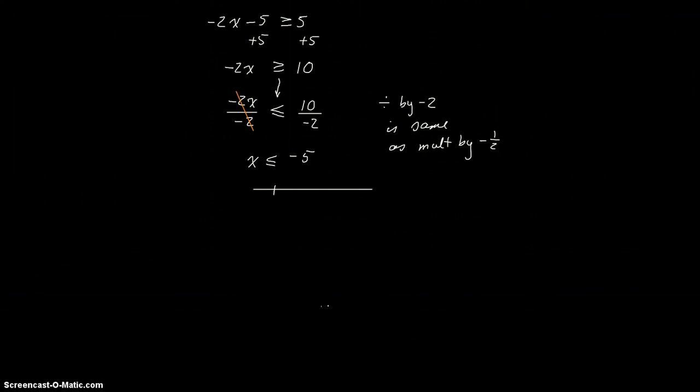Here's -5, here's 0, here's 1 on the number line. It's less than or equal to -5. Less than or equal to, square bracket, it goes all the way to -infinity. Or in interval notation, we have -infinity all the way to -5. Great. It's really important that you remember this, switching that sign around.